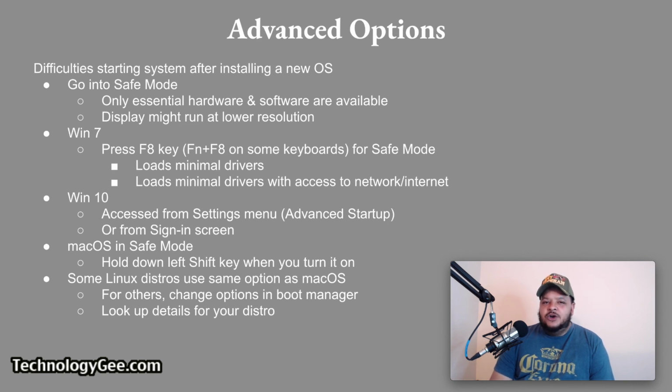With Windows 7, you can press the F8 key or the Function plus F8 key on some keyboards to bring up a menu with the startup options such as safe mode, which loads minimal drivers, and then you have safe mode with network support that will load minimal drivers with access to your network or the internet, and then there'll be some other options as well. In Windows 10, the startup options are similar, but are accessed from either the settings menu, the advanced startup, or from the sign-in screen.